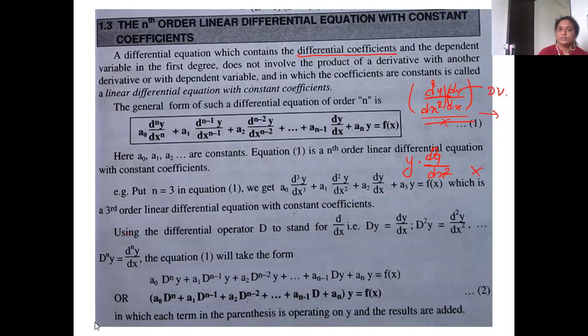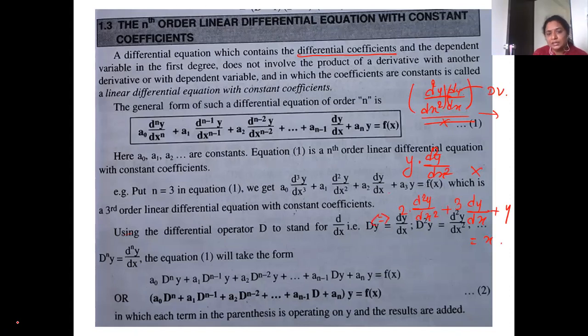Okay. And in which the coefficients means what? I have a term, say d2y by dx square. Its coefficient is whatever is multiplying this term. Suppose I have one more term, the dy by dx derivative, and it is multiplied with some constant. And y is equal to say x. So this is a differential equation.